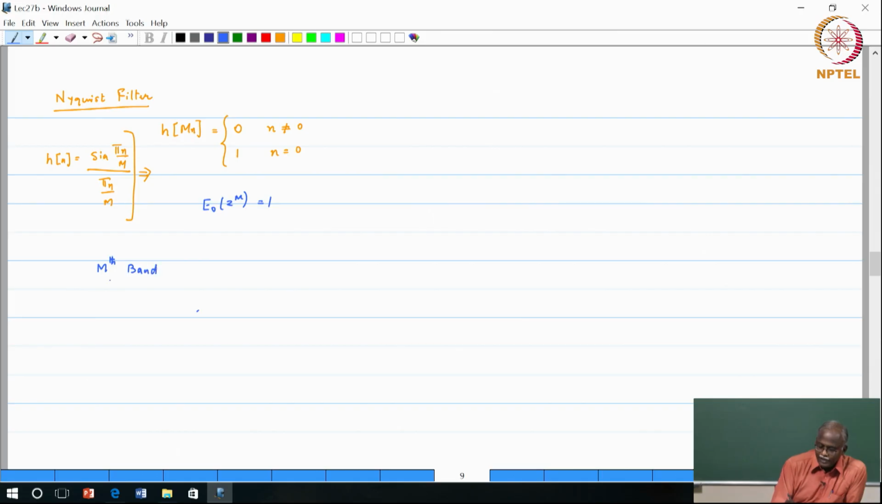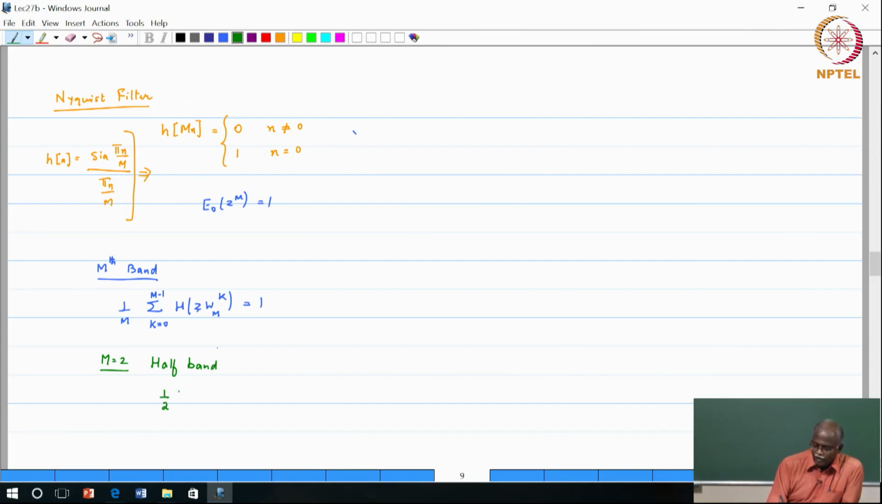An mth band filter by definition must satisfy the following condition: 1 over m, summation k equal to 0 to m minus 1, h of z W_m raised to the power k must be equal to 1. And we showed that a Nyquist filter will satisfy this property. Okay. But mth band is more general, it takes into account these types of filters that have this property. And we also mentioned that a special case is when m equal to 2, we call it a half band filter. Half band is going to play a very important role today.